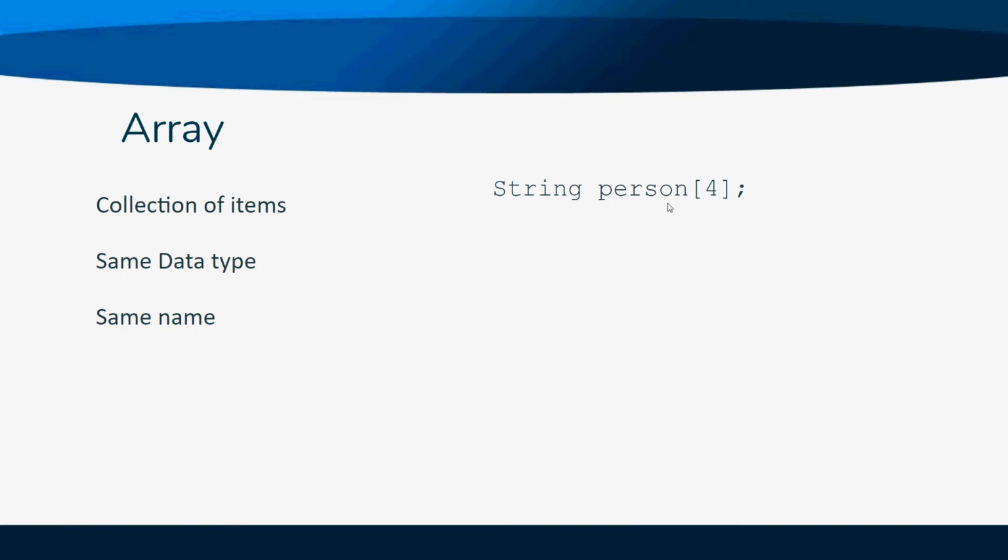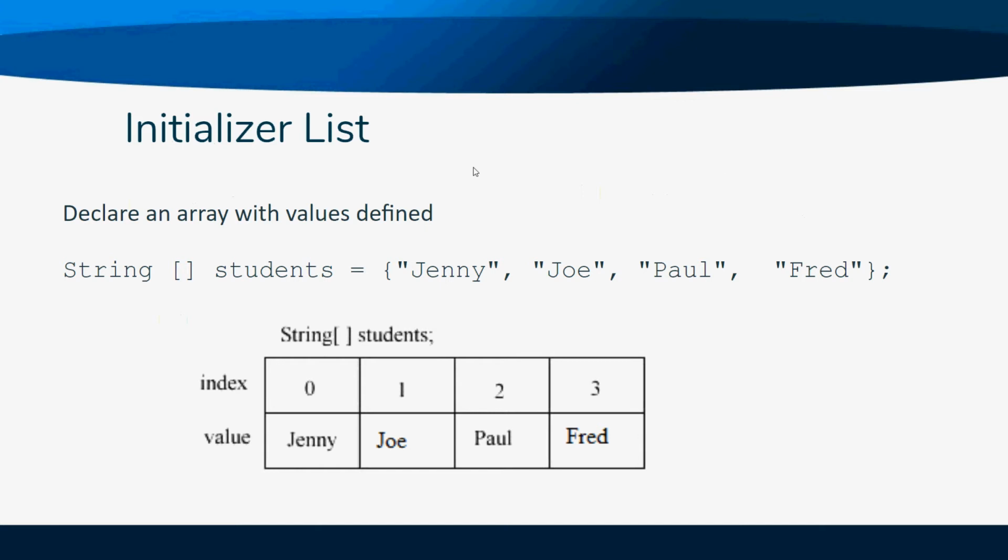They're all called person. There is another way of doing an array, which is what's called an initializer list, and all that does is you declare your array, and instead of saying there's 4, you actually put the values in the array. So here we have Jenny, Joe, Paul, and Fred, and what this would look like is position 0 would be Jenny because she was first in the list, and then Joe, and then Paul, and then Fred. The name of the array is still students. Anytime you use an array, those square brackets mean that this is a list and not a single variable.